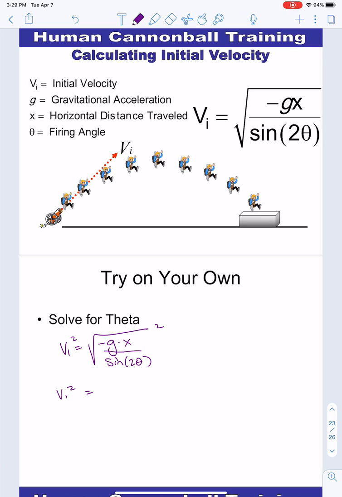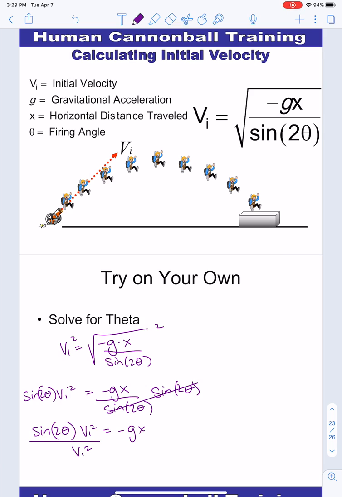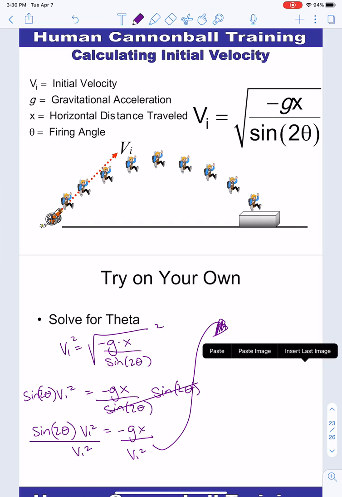Let's pick up where we left off. We had squared both sides, and we have this. Multiply both sides by sine 2 theta. Cancel that. We have sine 2 theta times initial velocity squared equals this. Divide both sides by initial velocity squared. And we have sine 2 theta equals initial velocity squared on the bottom, negative gx on top.